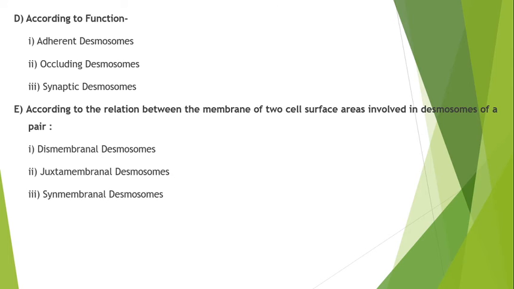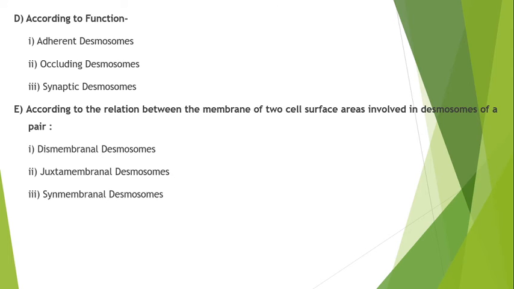In dis-membranal desmosomes, the participating cell membranes are separated by an appreciable intercellular interval, which nevertheless contains material binding the two cell surfaces together. Participating cell membranes are separated by an appreciable intercellular interval which nevertheless contains material binding the two cell surfaces together. This is the dis-membranal desmosome.